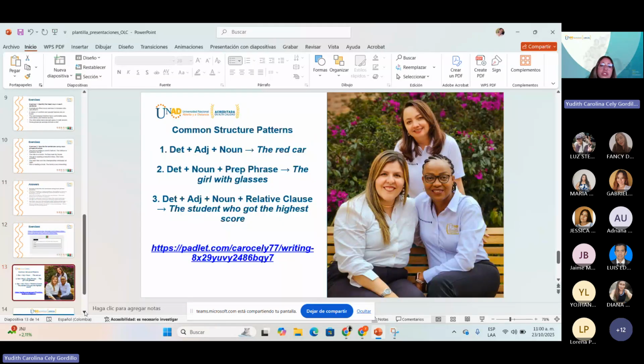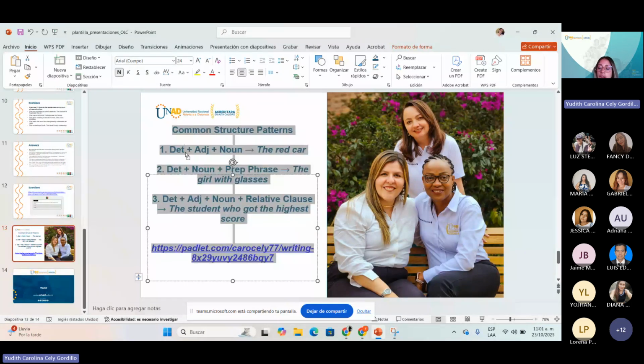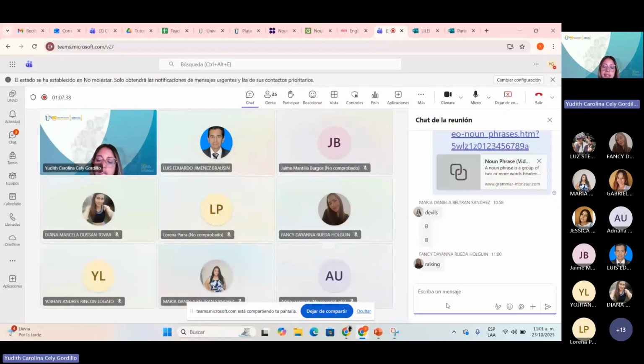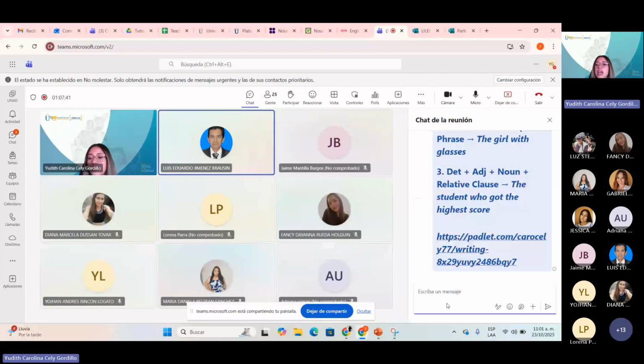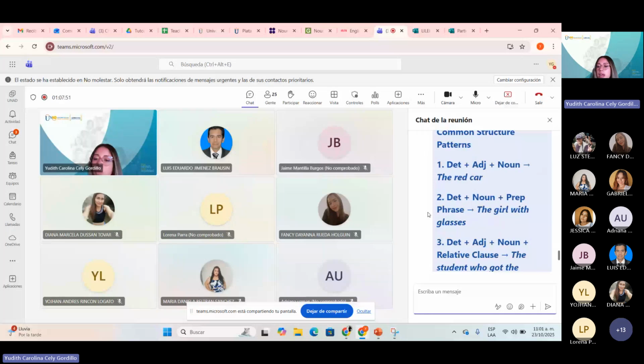Remember, this is the common structure that I sent out in the chat. This is the common structure that you have according to the noun phrases, and using those statements, you can create sentences. The first one is determiner, adjective, noun, for example, the red car. The second one is determiner, noun, prepositional phrase, for example, the girl with glasses.